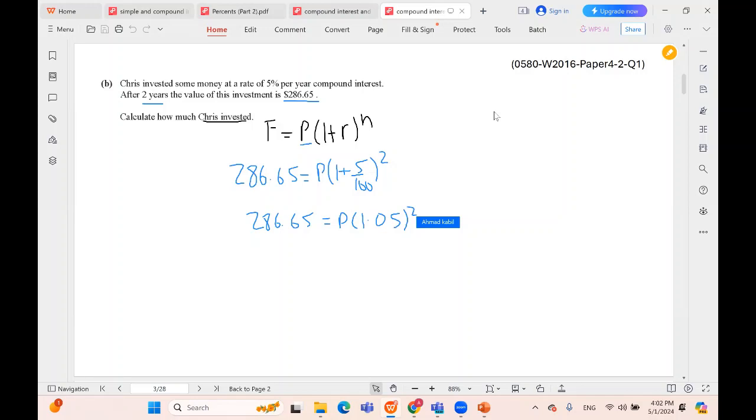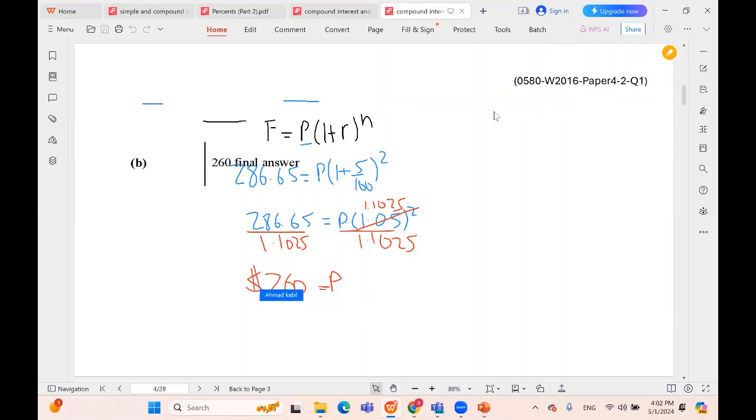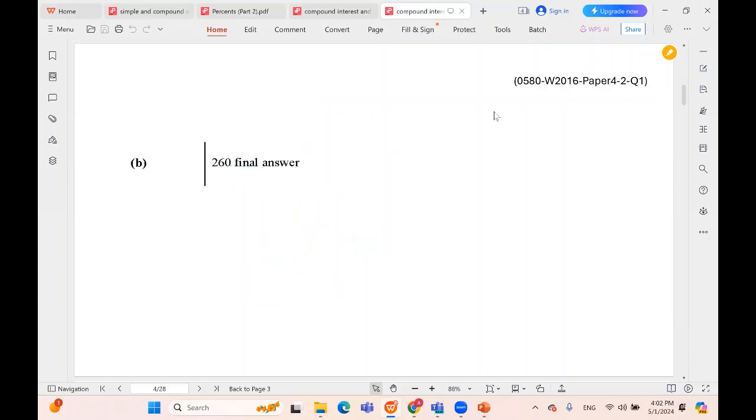1.05 to the power of 2 is 1.1025. We divide both sides by 1.1025. And the final answer would be 286.65 divided by 1.1025. And this is 260. So P equals $260. 260 is the correct answer.